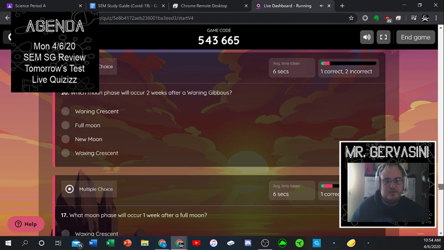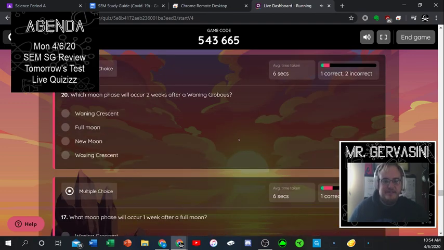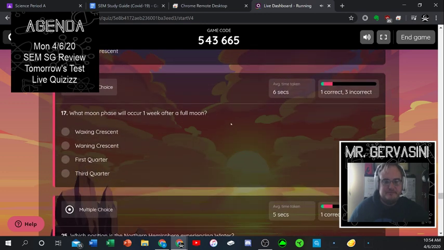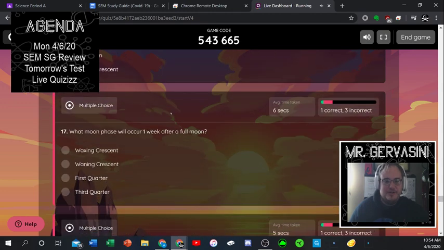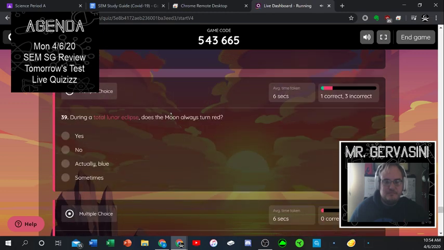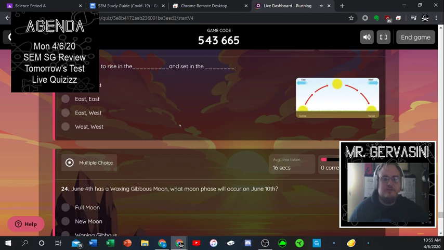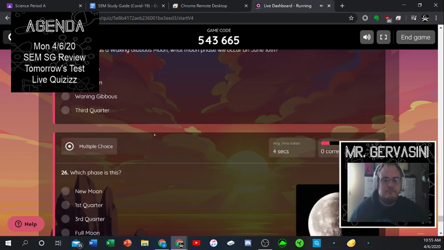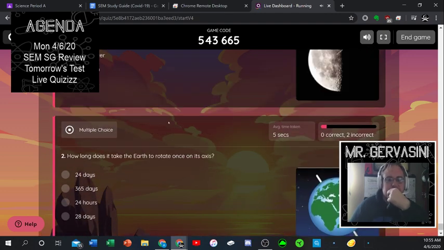What moon phase will occur 2 weeks after a waning gibbous? So remember, you gotta go opposite in the phase diagram. What's opposite of waning gibbous? What moon phase takes 1 week after a full moon? Come on, 1/4 turn after a full moon? During a total lunar eclipse, does the moon always turn red? Always? Or can it be partial? So the phases are hurting right now.